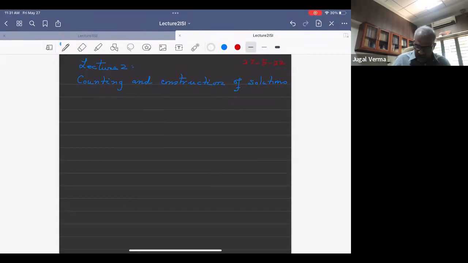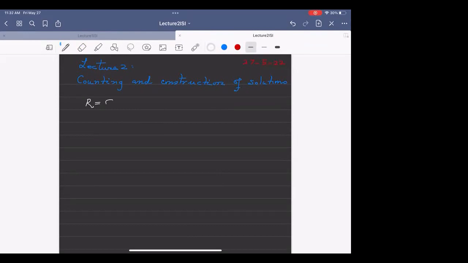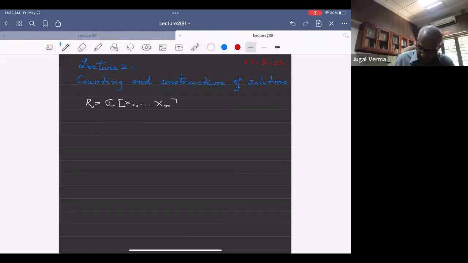Okay, so this is the second lecture, and today I want to discuss how to count and how to construct solutions. So remember, we are discussing solutions of polynomial equations with complex coefficients. We have polynomials in n variables. Take some polynomials in n variables and set up a system of polynomial equations.